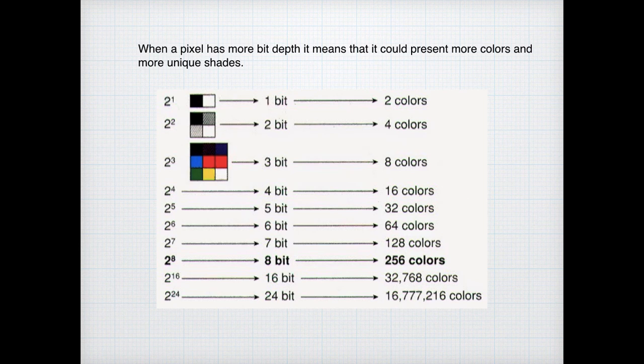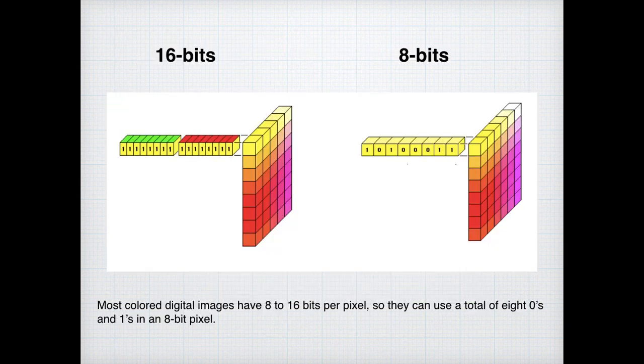That's really not that many colors compared to what our eyes can see, if you're a non-colorblind person, and compared to the number of colors that can be recorded by our smartphone cameras. But this just shows you that as the bit depth increases, so too does the representation of colors and shades. And most of our digital images have 0 to 16 bits per pixel.